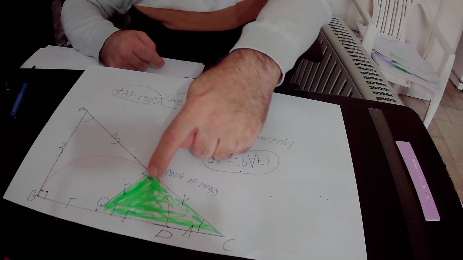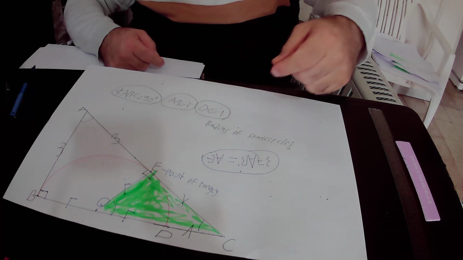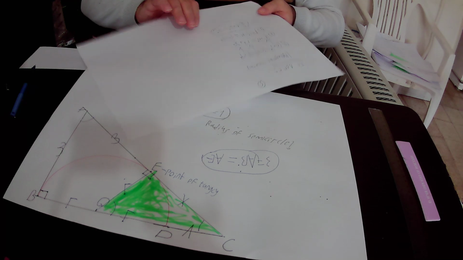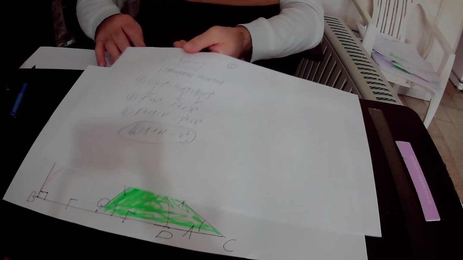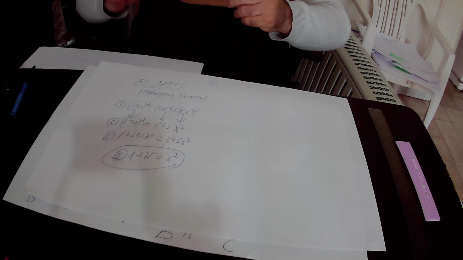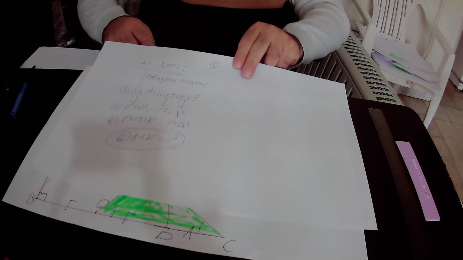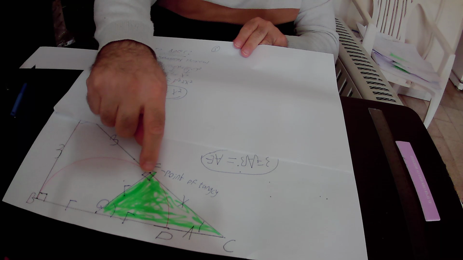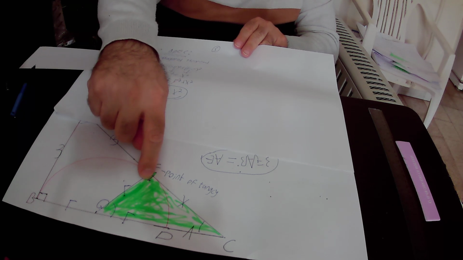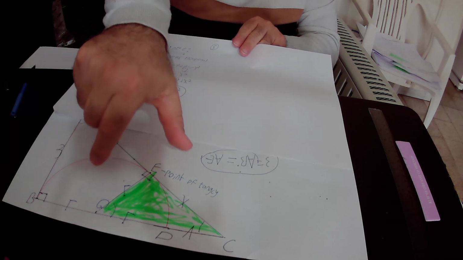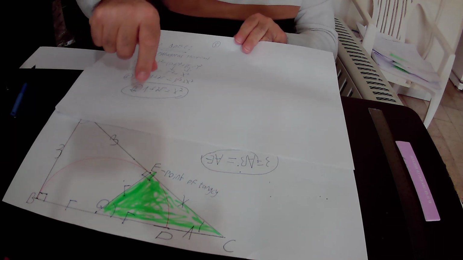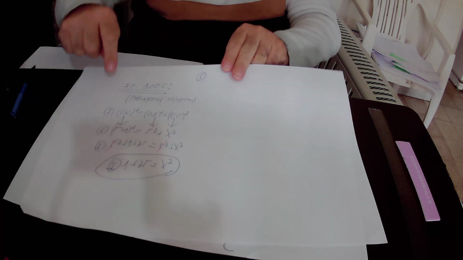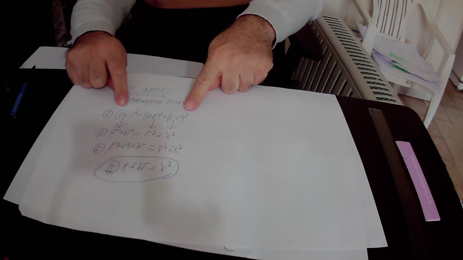And because angle OEC, this angle, equals 90 degrees, the green triangle is a right triangle. So we focused on the right triangle OEC. According to the Pythagoras theorem, in the right triangle OEC, the square of the hypotenuse equals the sum of the squares of the perpendiculars. The hypotenuse is OC because it is located in front of the right angle. So OC square equals OE square plus EC square.